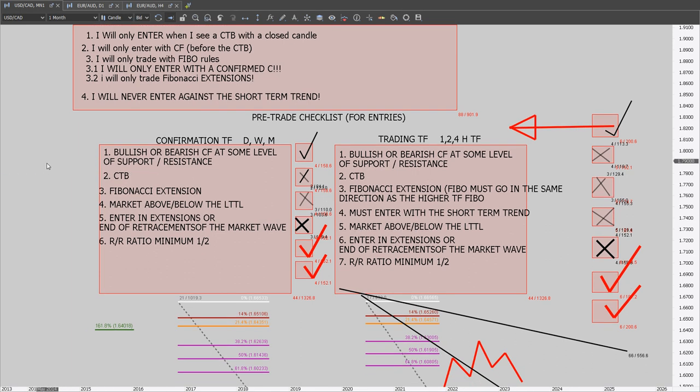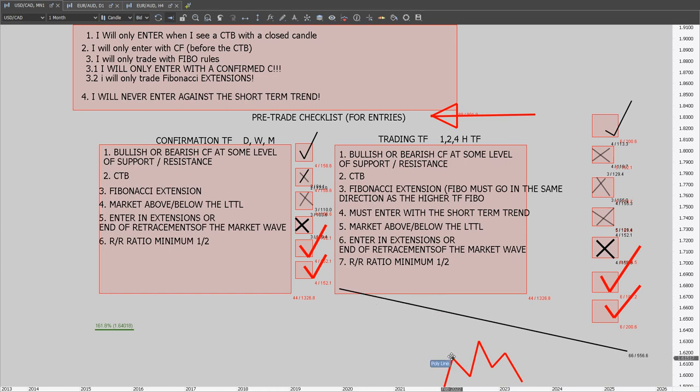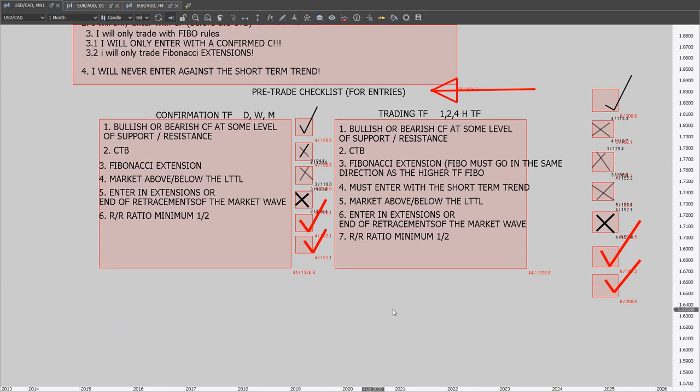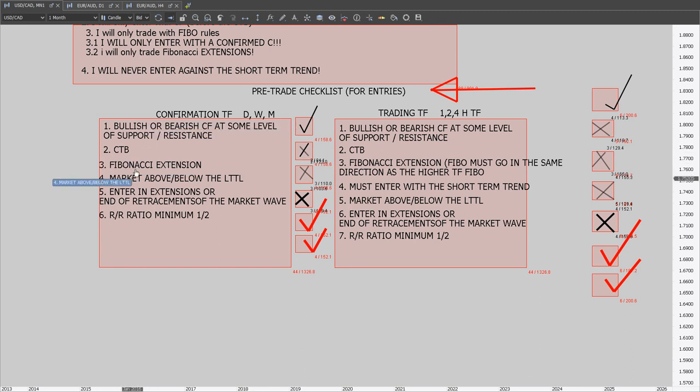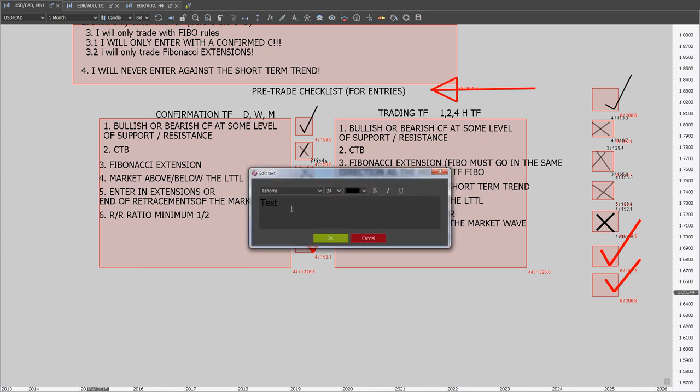Okay, now grade your trade checklist, or the pre-trade checklist, everybody, for entries. Question: can I enter the trade? What do you think, everybody? And remember, I have 6 reasons on the confirmation time frame, and I have 7 reasons on the trading time frame. Remember, 1 plus 1 plus 1 plus 1 plus 1, let's say like this, those are the reasons.